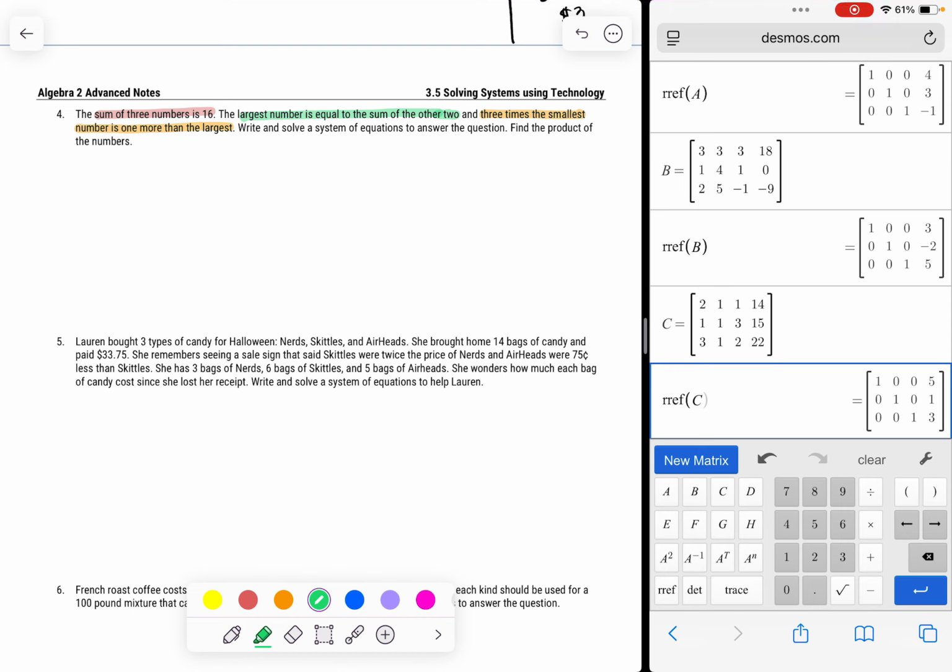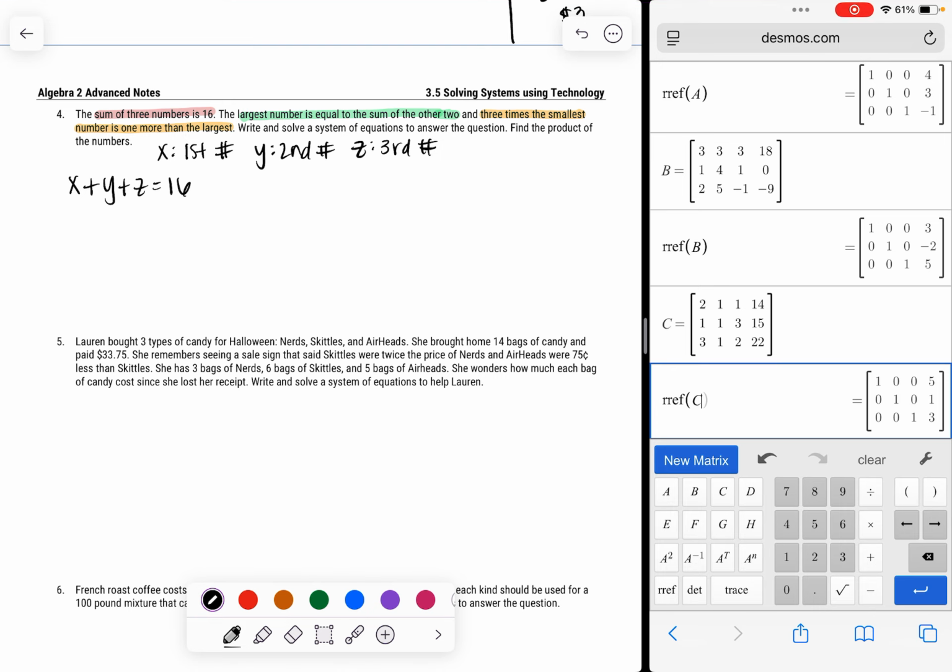So we're going to write our 3 equations. In the case of 3 numbers, I'm just going to call X my first number, Y my second number, and Z my third number. And so let's go ahead. Sum is addition. So X plus Y plus Z is equal to 16.